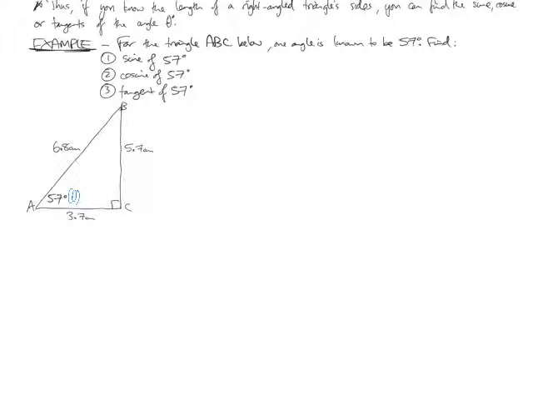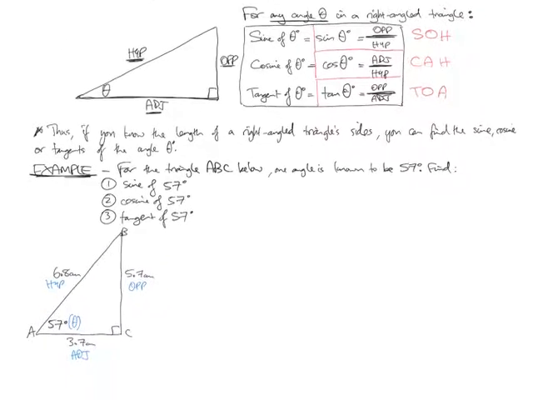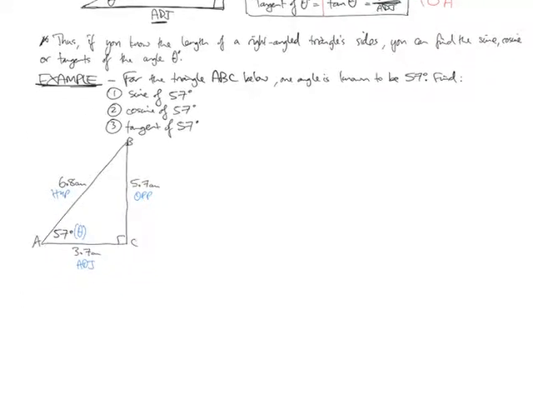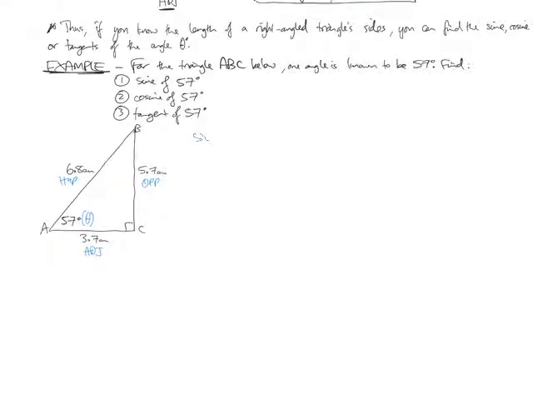6.8 centimeters is opposite to the right angle, so this is the hypotenuse. 5.7 centimeter side is opposite to the angle of interest, so this is opposite. And 3.7 centimeters is the side that's adjacent to the angle, so label those. So having labeled them and knowing where the angle of interest is, we can use the ratios to work out what the sine, cosine, and tangent of 57 degrees are. So sine is opposite over hypotenuse. Sine theta is opposite over hypotenuse.